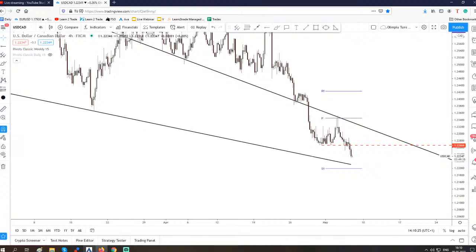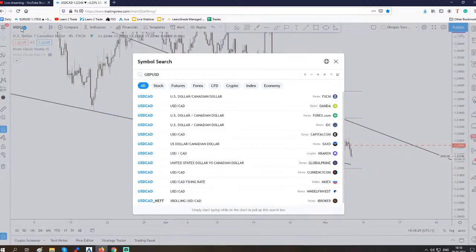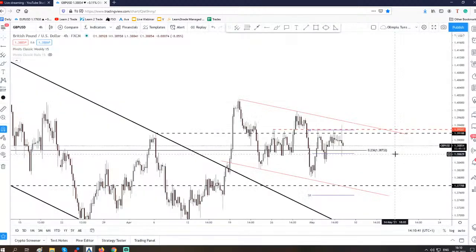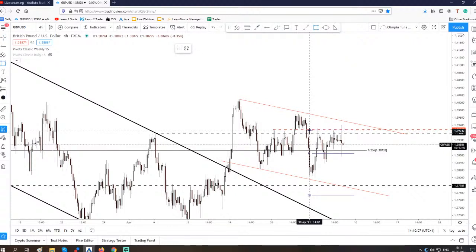Let's go back and talk about the GBP versus the US dollar. So yeah, the pair drops right now. It could retest resistance again, the weekly pivot point, the 23.6, 1.3873, before deciding a new direction here. So we have something like a minor range here in the short term on the GBP versus the US dollar, guys.